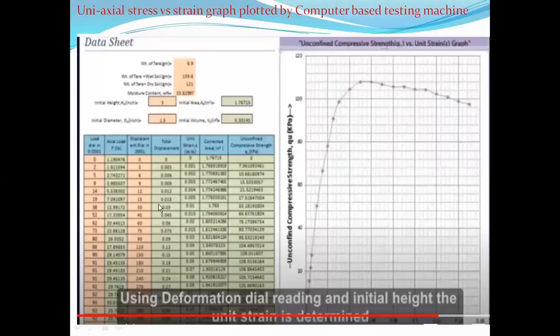Okay, as I said here, see, this is a picture which I have captured, an automatic recording of the readings while performing the uniaxial compressive stress test. So this is the uniaxial stress versus strain graph plotted by a computer-based testing machine. See here, different values are captured, and the corresponding deformation, everything is automatically captured. And using the formula, it's automatically giving at various locations the corresponding unconfined compressive strength. Then if you plot all these sequences of readings, this is how exactly your curve is going to be.